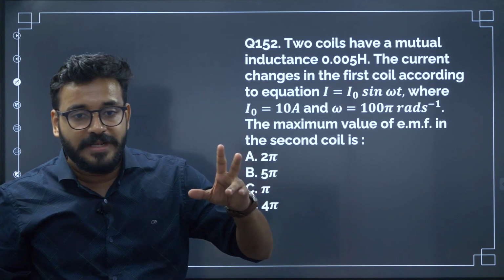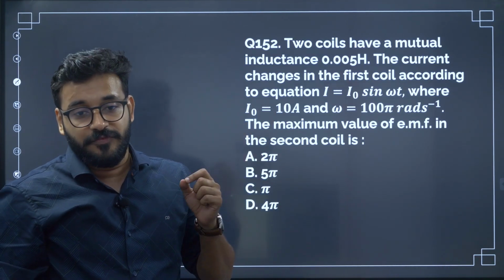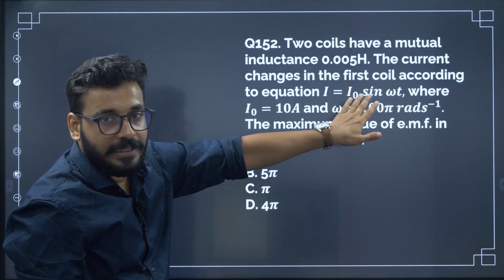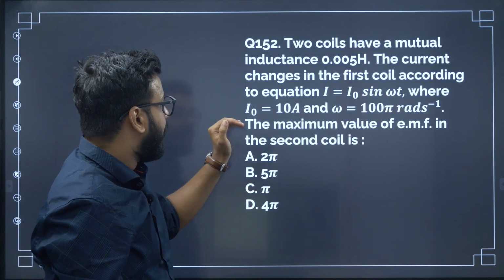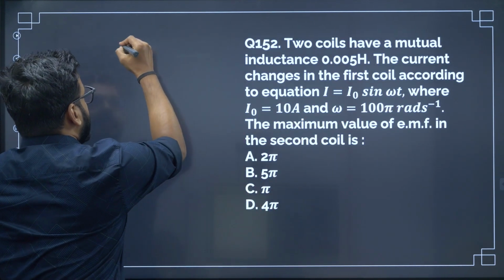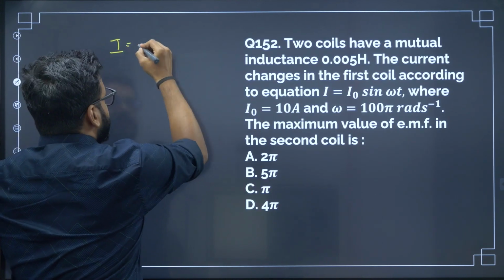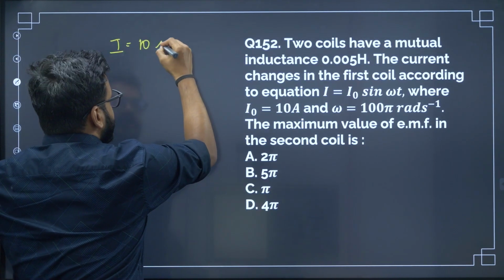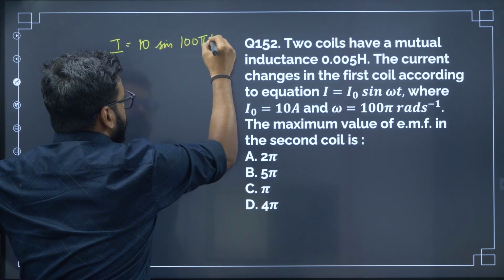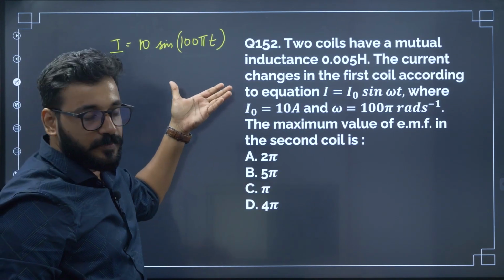The next question is, two coils have a mutual inductance 0.005. The current changes in the first coil according to the equation. So we have a varying current, an alternating current, which is varying according to time, where I naught, the maximum current, is 10 and omega is 100 pi. So let me write this current in the alternating current formula. I naught is 10, so 10 into sine 100 pi t. So this is your current. This is the alternating current which is given. This is the proper format in which it has to be written.